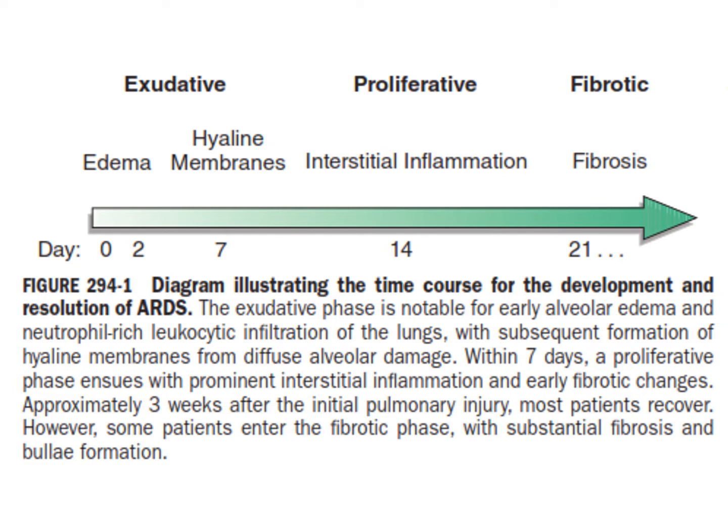Within 7 days, a proliferative phase ensues with prominent interstitial inflammation and early fibrotic changes. Approximately 3 weeks after the initial pulmonary injury, most patients recover. However, some patients enter the fibrotic phase with substantial fibrosis and bulla formation.